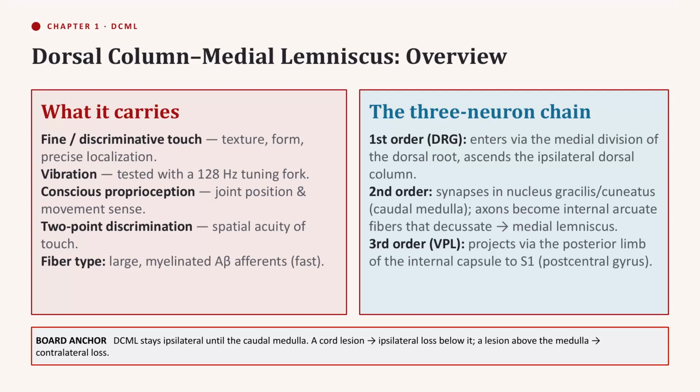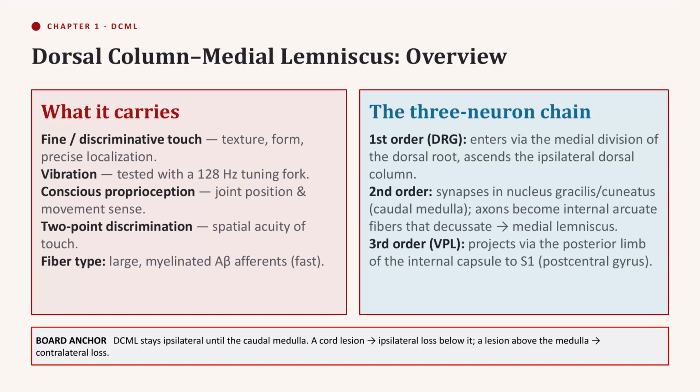Now the board anchor at the bottom because it's the single most useful sentence in this chapter. This pathway stays ipsilateral until the caudal medulla. So a lesion in the cord gives you ipsilateral loss below it. A lesion above the medulla gives you contralateral loss. Fix the crossing point, and the side of the deficit falls out automatically. Everything we do next just fills in this skeleton.